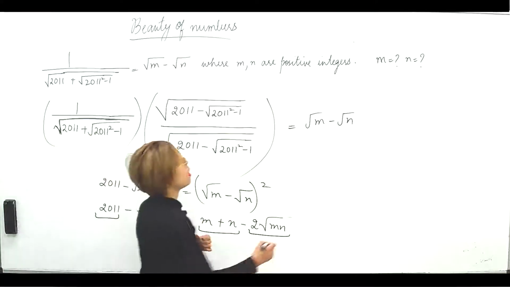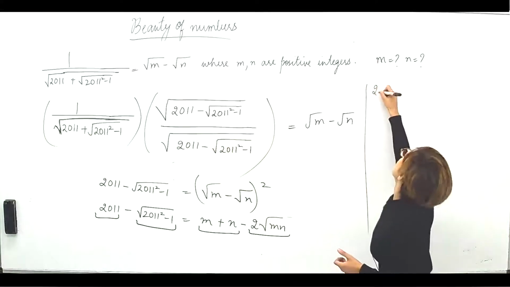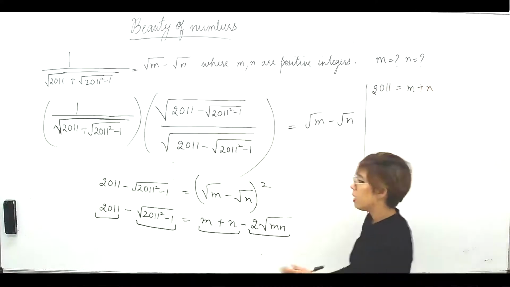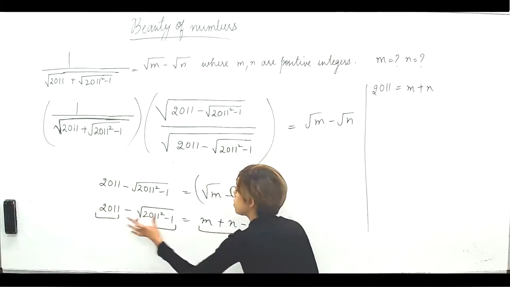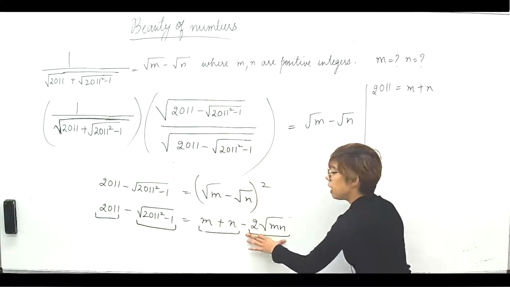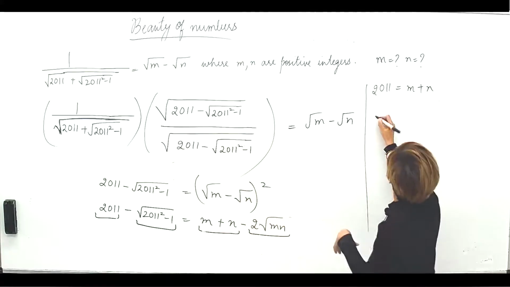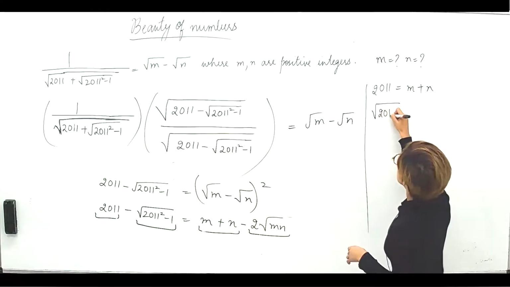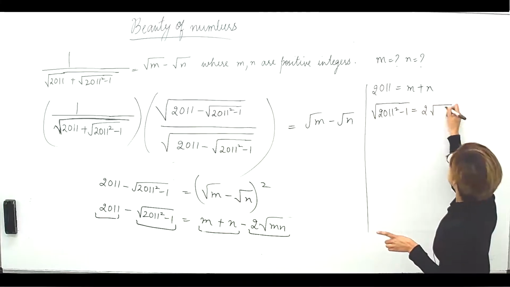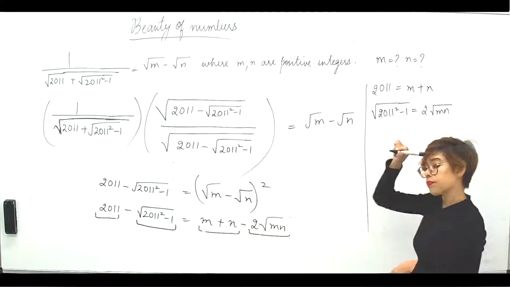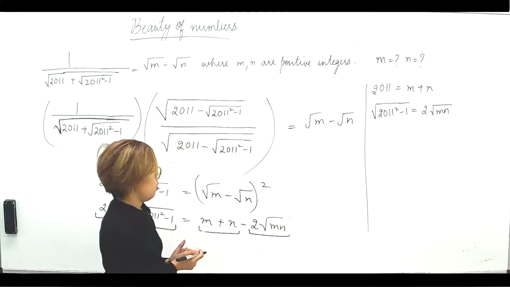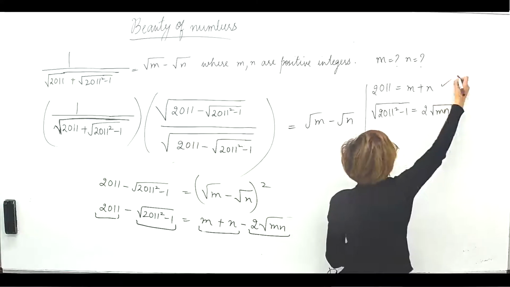That means 2011 will be equal to m plus n, right? This will be equal to this. Rational is equal to rational. Now, this is the irrational part. This will be equal to the irrational part. So, square root of 2011 square minus 1 is equal to 2 root mn. Right? Okay. Now, from these two, I need to solve.